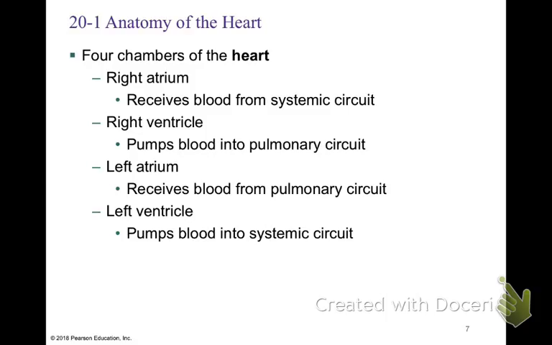The right atrium is receiving the blood from the systemic circuit, so it's already had some of the oxygen removed. We call it deoxygenated blood. It's going to go out to the lungs to pick up more oxygen. So the right ventricle pumps the blood to the pulmonary circuit out to the lungs, and then the blood returns from the pulmonary circuit full of oxygen to the left atrium, where it goes to the left ventricle to get pumped out to the body systems.